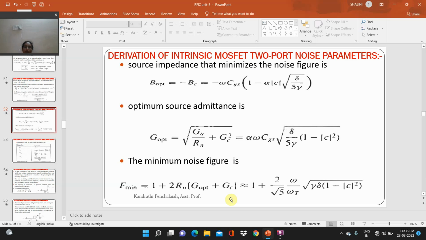The minimum noise figure is Fmin equal to 1 plus 2 Rn (Gopt plus Gc), which is approximately equal to 1 plus 2 by square root of 5 into omega by omega t into square root of gamma delta into 1 minus mod c squared.